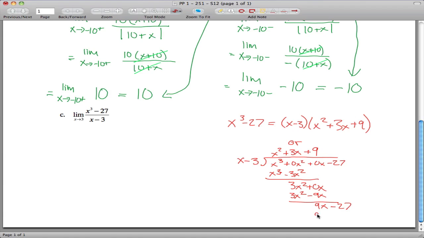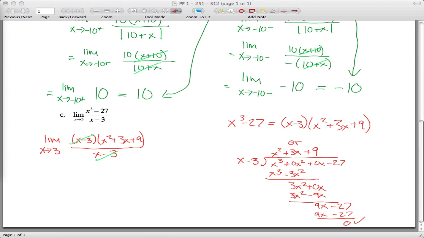Repeating, you put a 9 up here to get 9x minus 27. You subtract, you get 0. That's a good sign. We figured out this same thing here. Anyways, if you do that, the problem's basically done. Now what we have is the limit as x approaches 3 of x minus 3 times x squared plus 3x plus 9 divided by x minus 3. The x minus 3's cancel each other out.